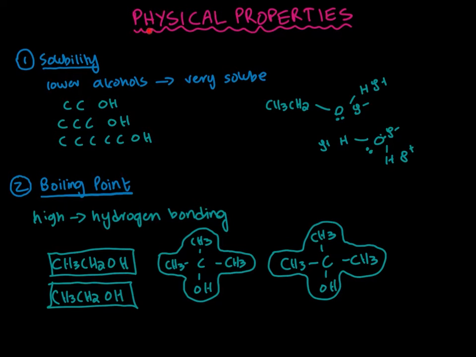Now we're going to move on to the physical properties of alcohols, and we're going to be focusing on two main physical properties. The first one that we're going to be talking about is solubility. In this case, the solubility is going to decrease as you go down the carbon chain.